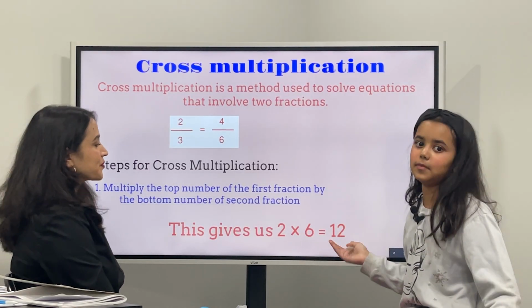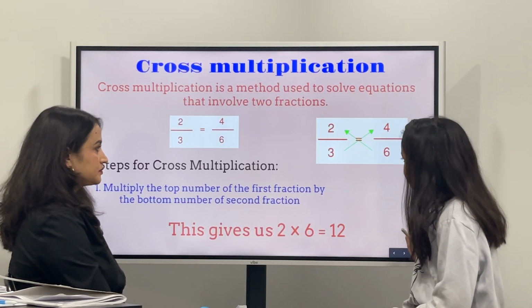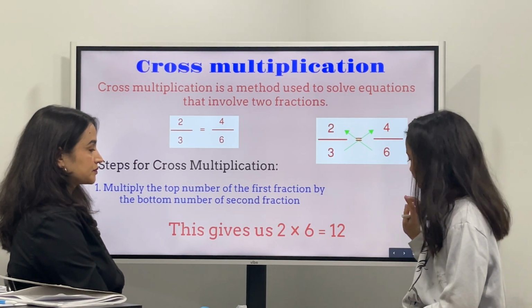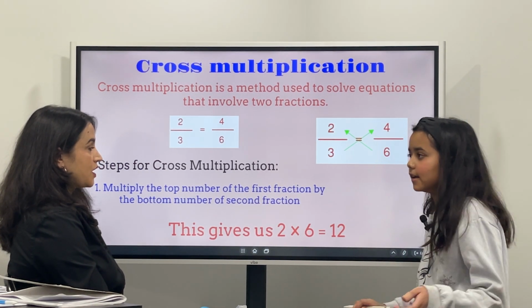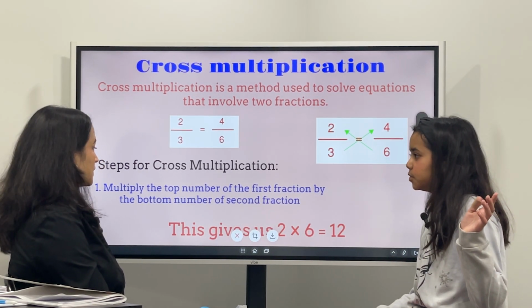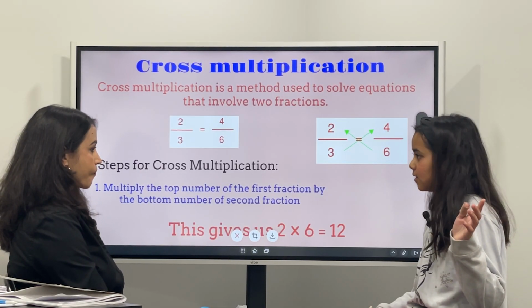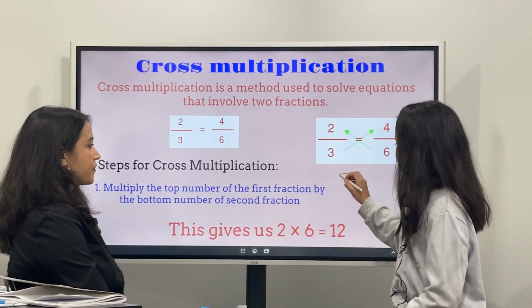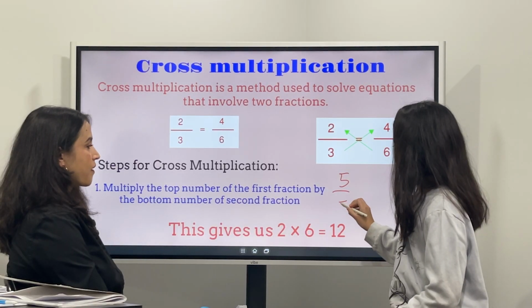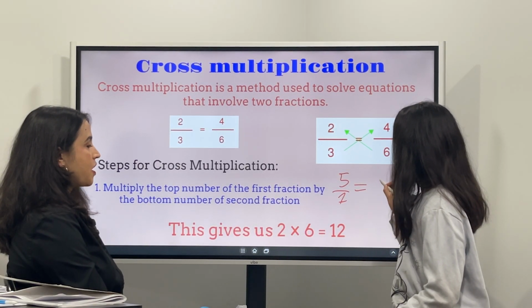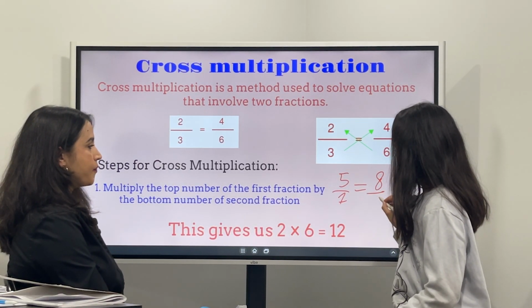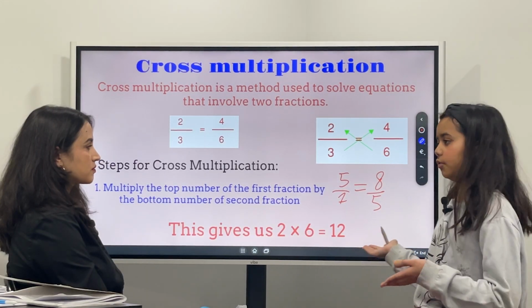That's 12. It's basically the same thing, but just different. So this is how I said. I will go back to that. And the 5 by 2 one and 8 by 5 one. I'll just do what I said: 2 by 5 equals 8 by 5. And how do we solve this?